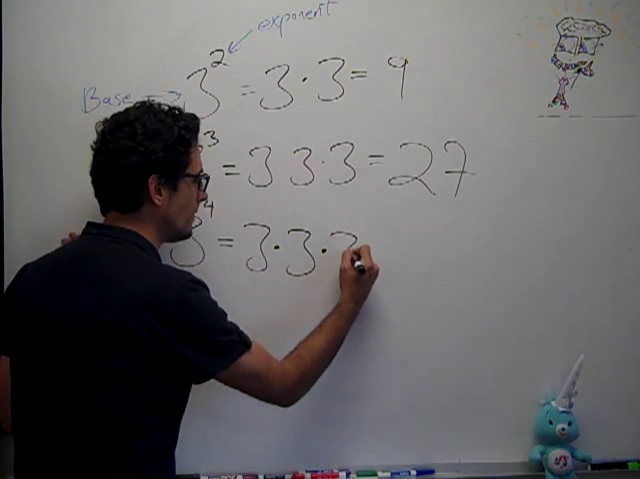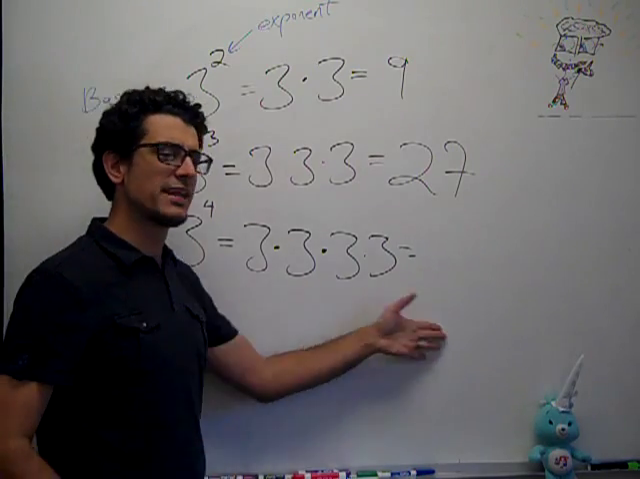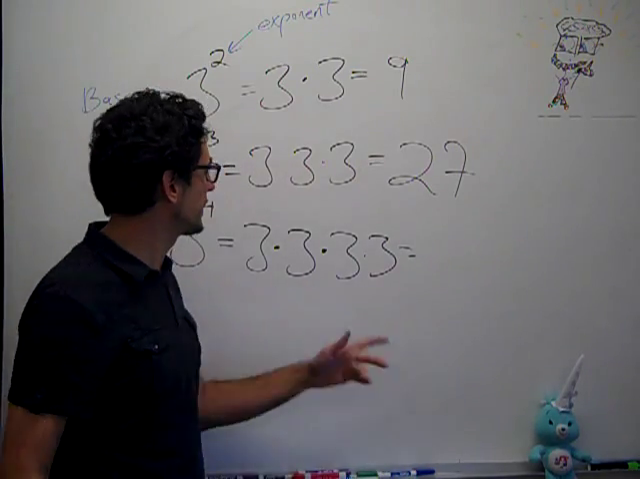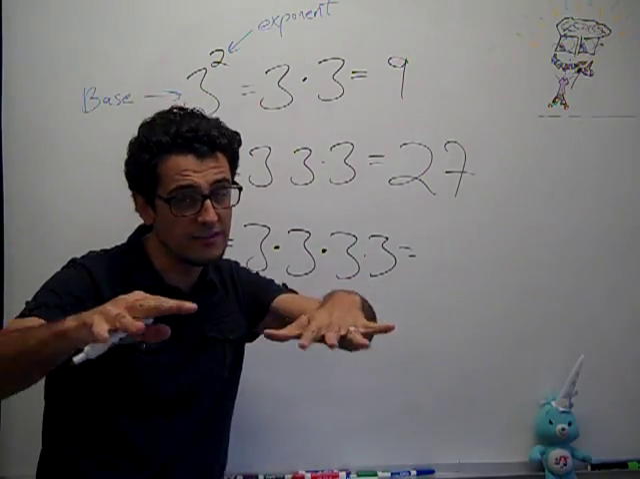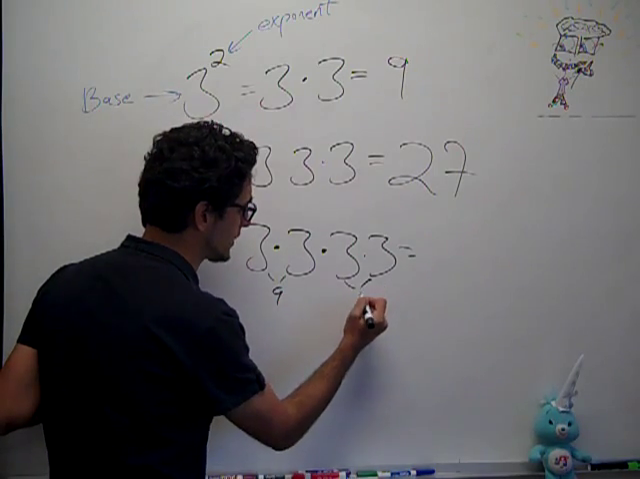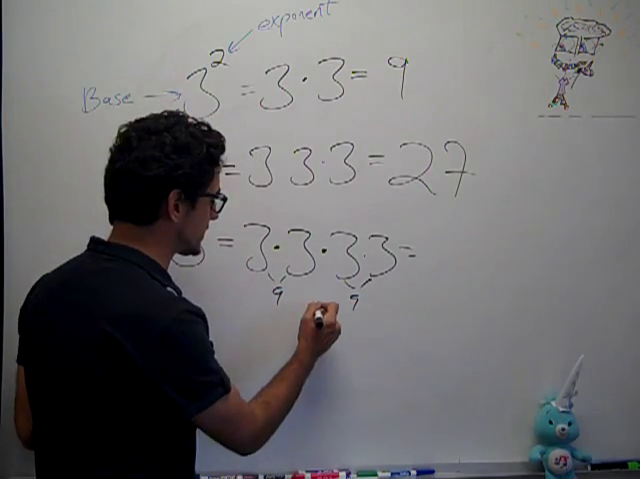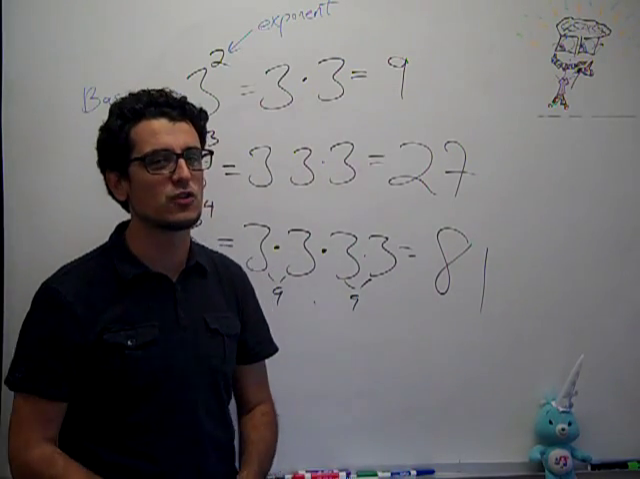3 times 3 times 3 times 3. And if you're looking at this many 3's and you're like, how do I even multiply that? 3 times 3 times 3 is 27, times 3? I don't know. Well, have you ever thought of it this way? I can ask, what's 3 times 3? It's 9. And what's 3 times 3? It's 9. And what's 9 times 9? It's 81. So these are just different ways that you can approach it.